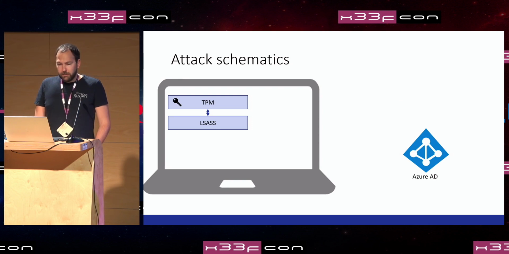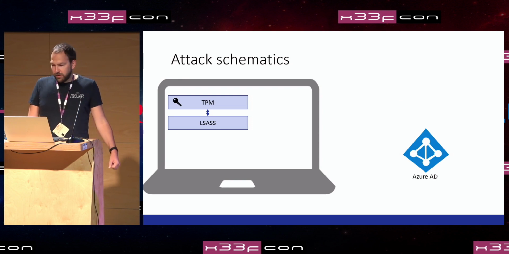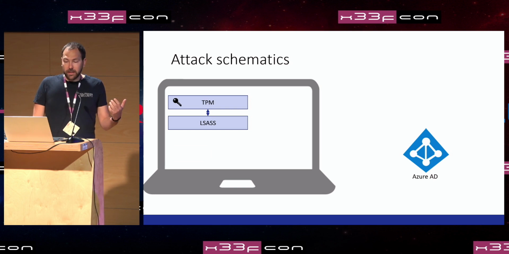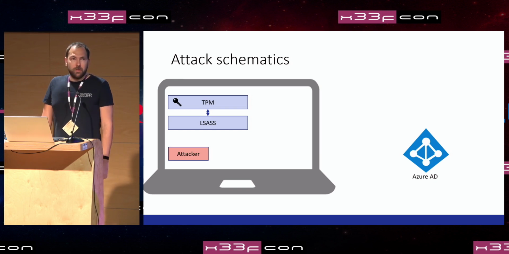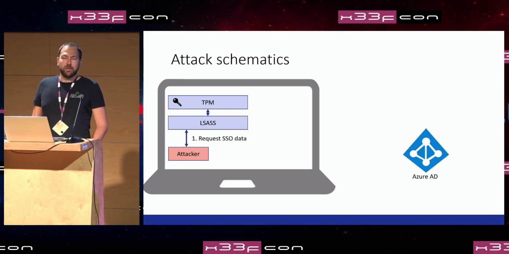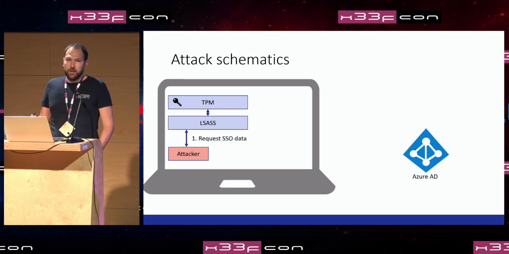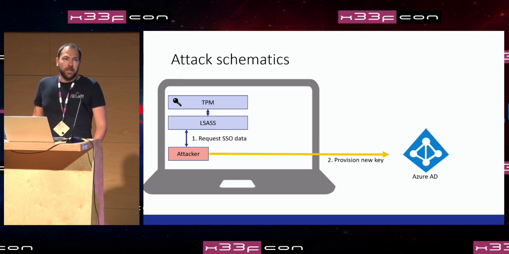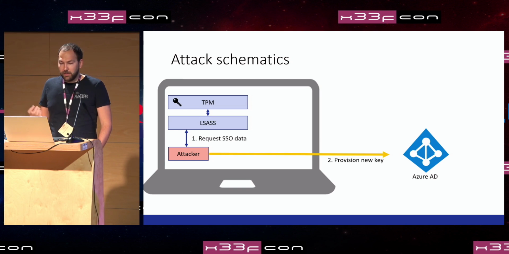So just to have a schematic of this attack, imagine an attacker is running on the endpoint. They have some low privilege access. You don't need admin access for it. You can just request single sign-on data from LSASS. And with that single sign-on data, you could basically provision a new key. And then you would have authentication access that you could use on the other device.